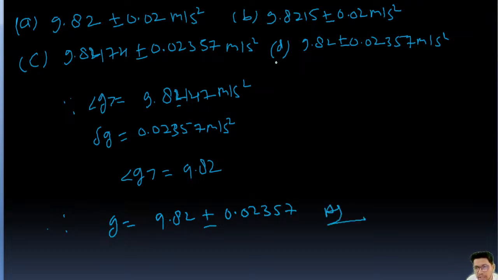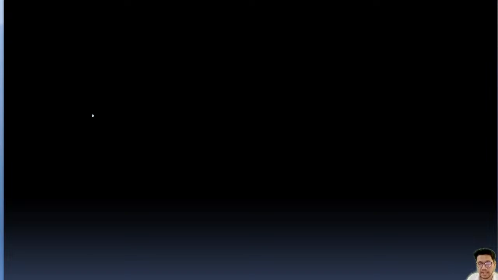And which option is matching? Option D is matching. So 9.82 plus minus 0.02357. So this is the answer, guys. This is question 2. Very good question. Next question. Very simple, actually.